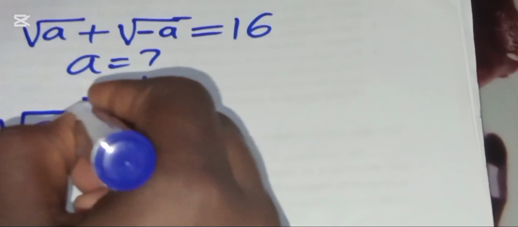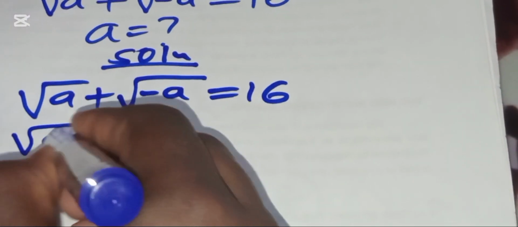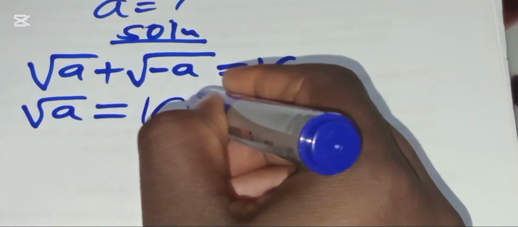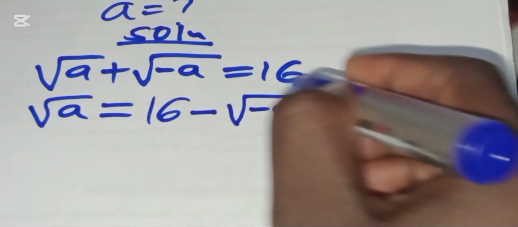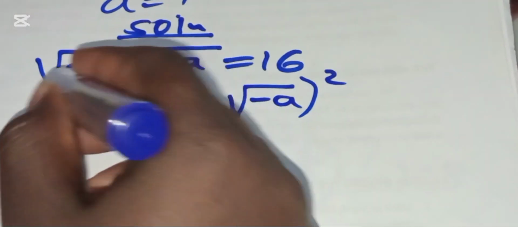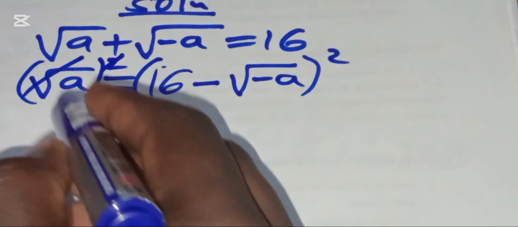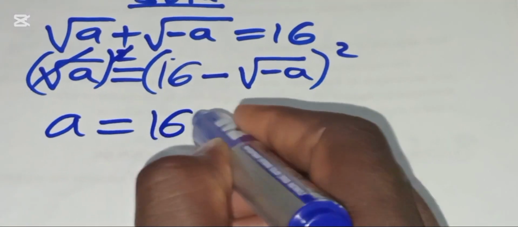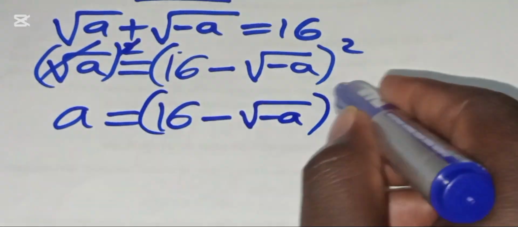Now we have the square root of a plus square root of negative a, and this is equal to 16. The first thing here, we are going to take the square root of negative a to the other side, that is the right hand side, which is 16 subtract square root of negative a. So let's square both sides. We square both sides to eliminate the square root sign. So we'll eliminate the first square root sign, so that a is equal to 16 subtract square root of negative a, all squared.